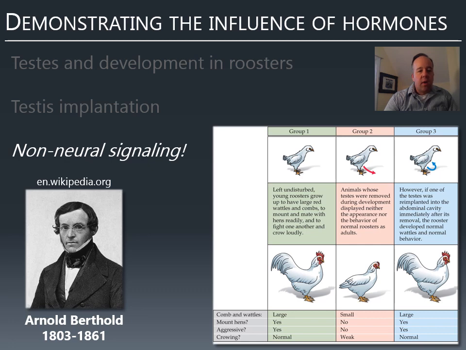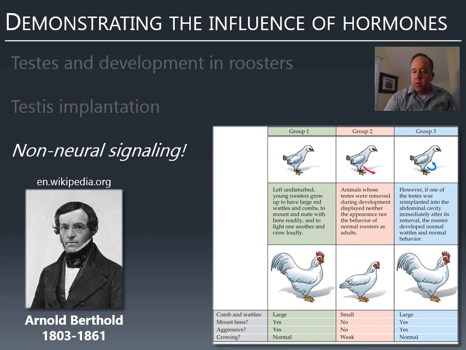What did this mean? Well, it meant that whatever the testes were doing, and this is extrapolated to the sex organs in general, it's non-neural in nature. So the testes do not send neural signals to the brain that cause sexual behavior or aggressive behavior. And yet there's clearly some sort of signal involved, because if you remove the testes entirely, development is very different. But everything turned out normally for the roosters that had the testes reimplanted. So somehow, connecting the testes to the blood supply but not the nervous system was sufficient.